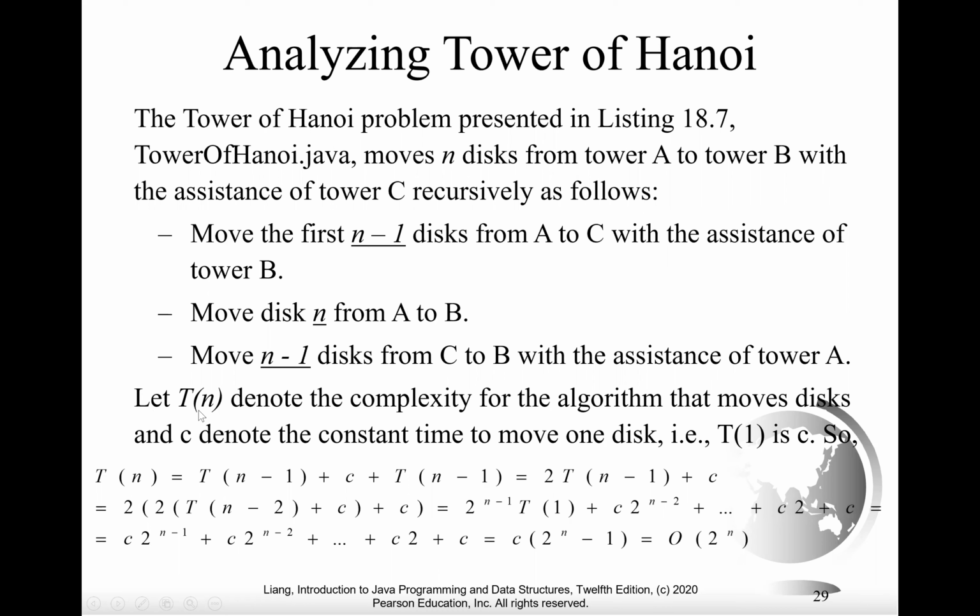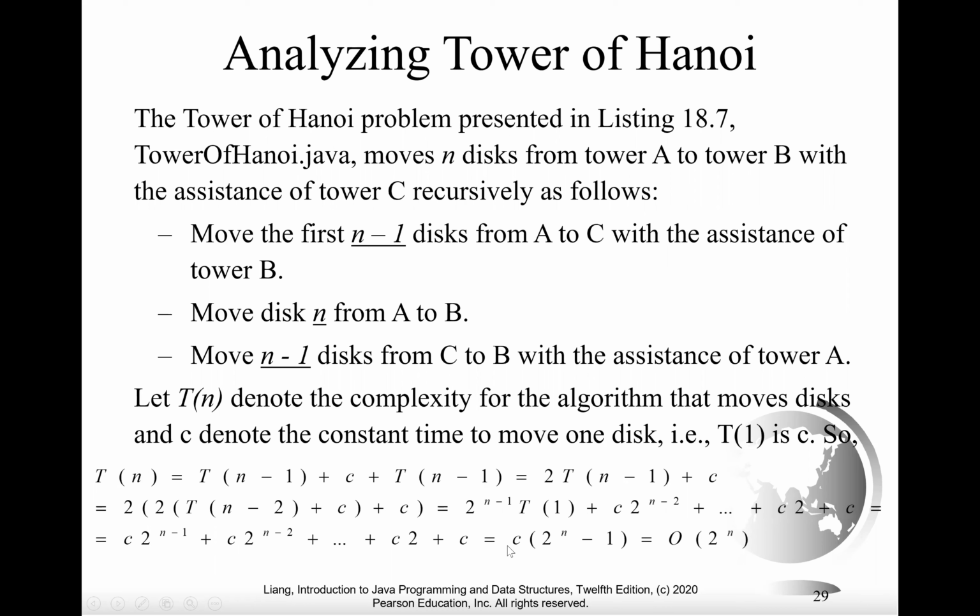So for the complexity, let's use T(n) to denote the complexity for the algorithm that moves n disks, and C to denote the constant time to move one disk. If there's only one disk, T(1) is C. So look, this T(n) is reduced to T(n-1) plus C plus T(n-1). So this is 2 times T(n-1), and continue to expand it. Eventually, this is what you get.